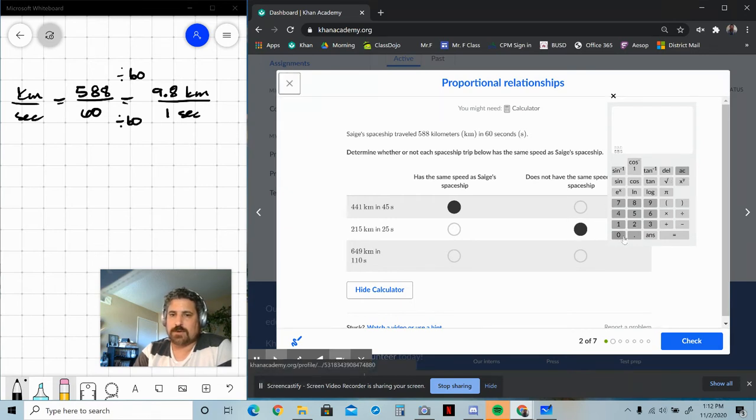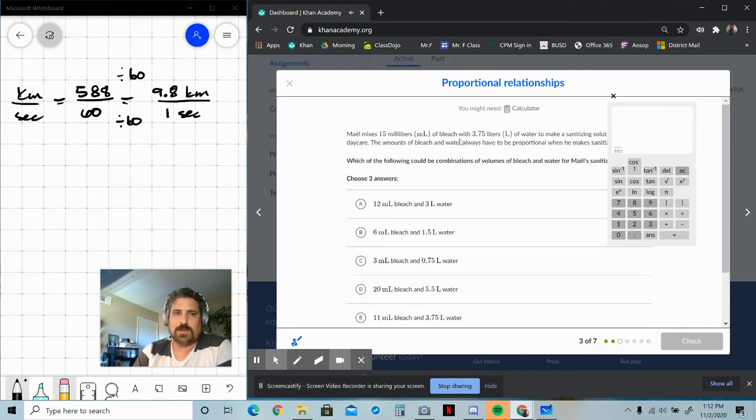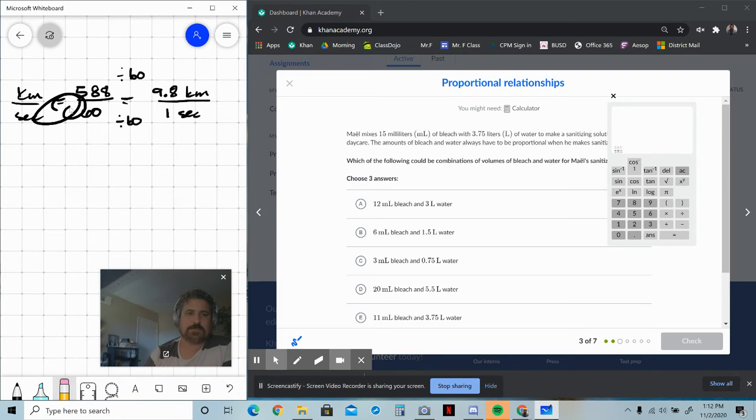Then this one is going to be 649 divided by 110. That's 5.9. That's definitely a no. So the only one that's the same speed is the first one. That's it. All right, now we can erase this and do the next one. Let me erase this.